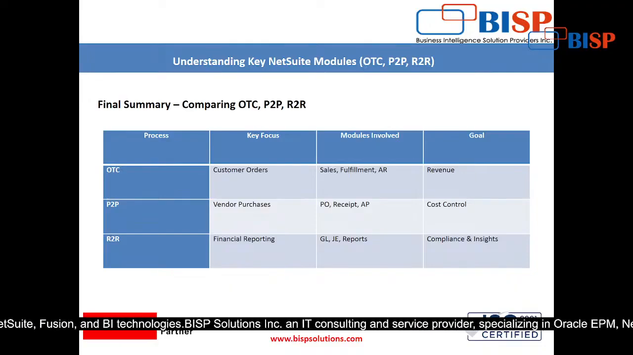Then R2R, record to report, is just inserting the transactions and then showing them in the reporting. The BA must know exactly what transactions will be visible at what point of time. For example, in the order to cash process, as soon as the invoice is created, the GL impact will show posting; otherwise it will be a non-posting entry. So only once the invoice is created will it show a posting entry.